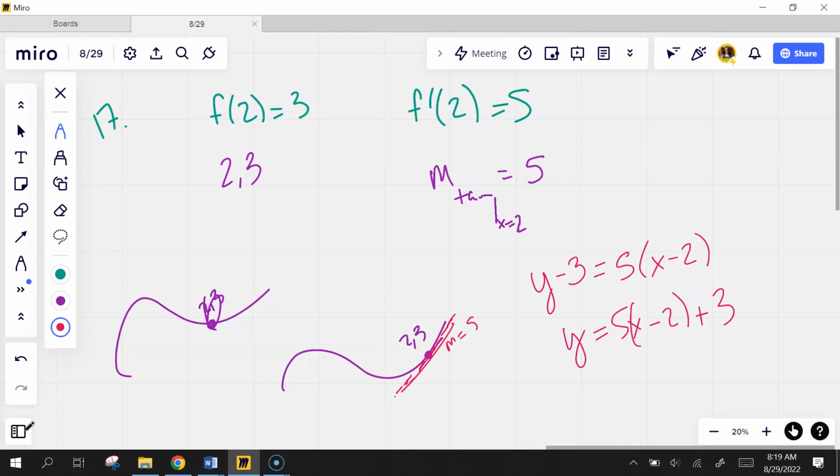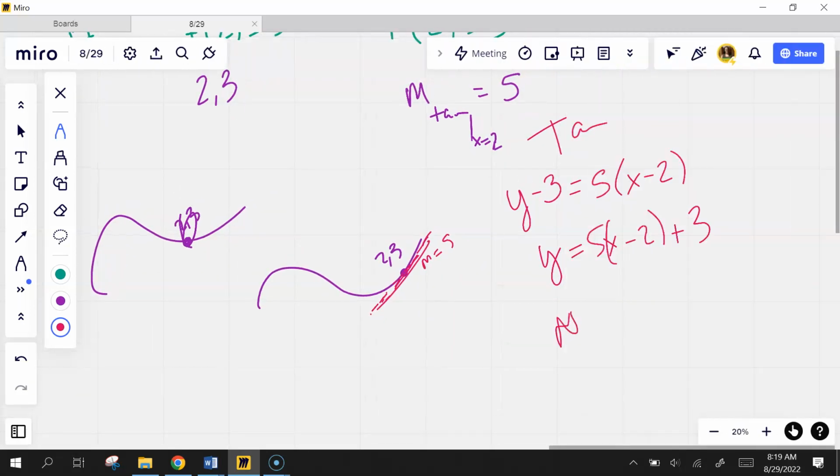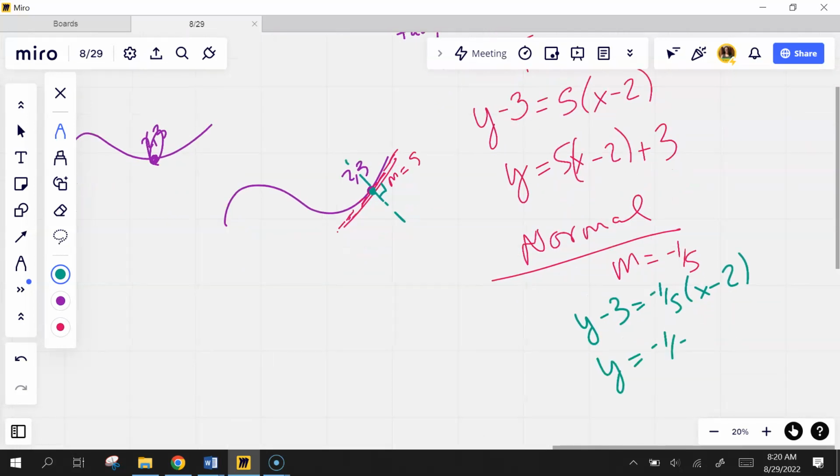So yes, whenever you're asking, this is the tan line. If you want the normal line, remember all that does is take that slope. It's perpendicular, so it's the negative reciprocal. So my slope here would be what? Negative 1/5. The point is still the same because I'm at the same point, but now I'm coming through perpendicular to the tan line. The same point, just a different slope. So y minus 3 equals negative 1/5 times x minus 2. And of course you can move that 3 over.